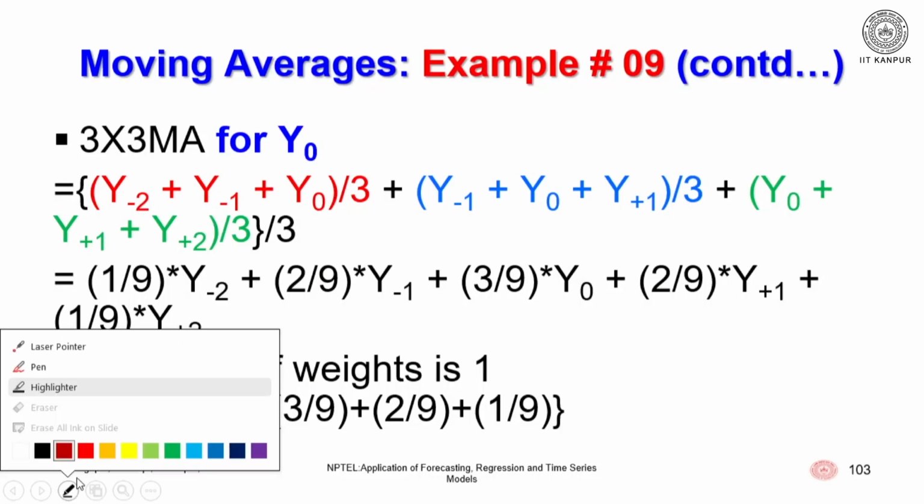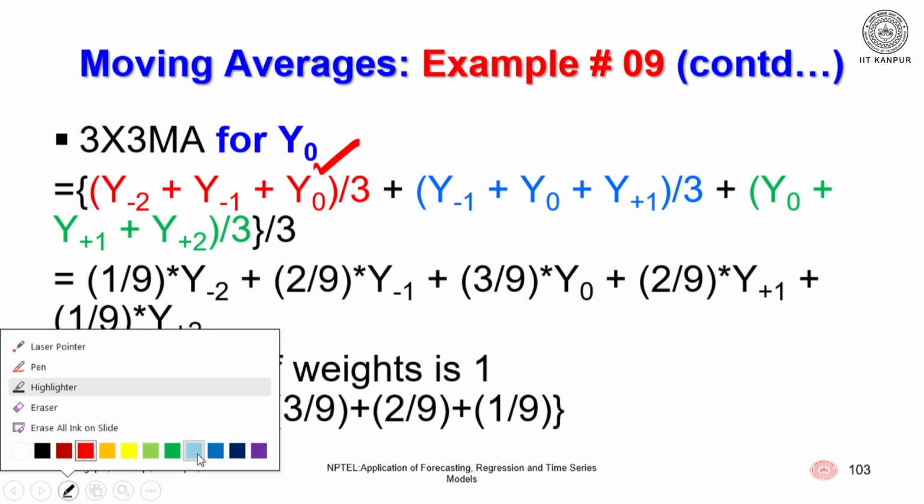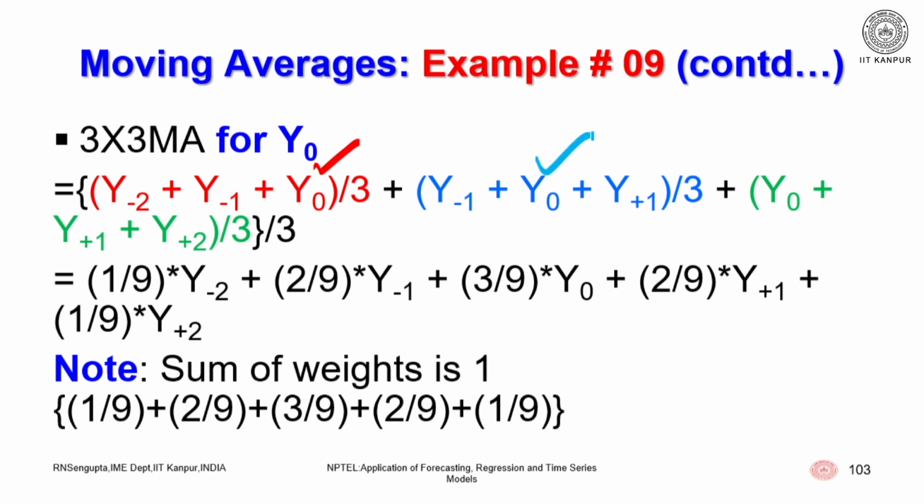So, if I have y naught, it means there will be 3 blocks, each of 3. In the first block you will have y naught and 2 values to the left of y naught, which are y minus 2 and y minus 1. In the second block you have y naught in the middle, one value to the left, y minus 1, and one value to the right, y plus 1. And in the third block, which is shown in green, this coloring scheme has been done so that there is no confusion when you go through the slides. In the third block, y naught is on the left and the 2 values to the right are y plus 1 and y plus 2.